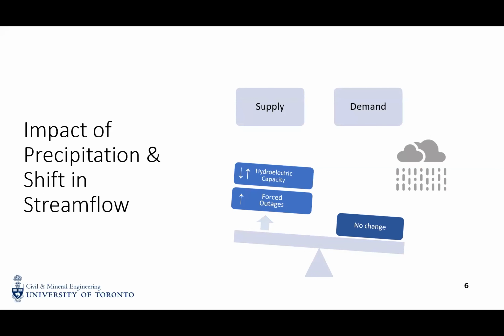Looking at precipitation and shifting stream flow. In Ontario, we have a limited water reservoir capacity and a large river system to manage. As I mentioned, the shift in stream flow may affect the availability of water for hydroelectric generation and cause forced outages or mandatory spilling at high flow to avoid flooding. This is relevant because of the high reliance on hydropower in Ontario.